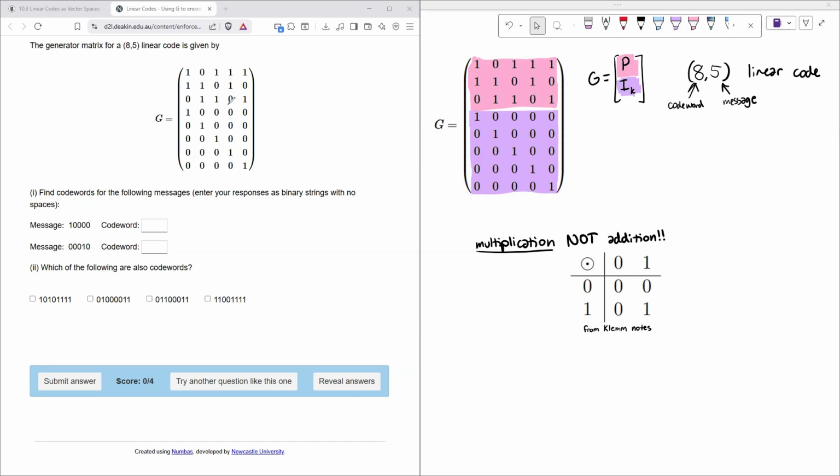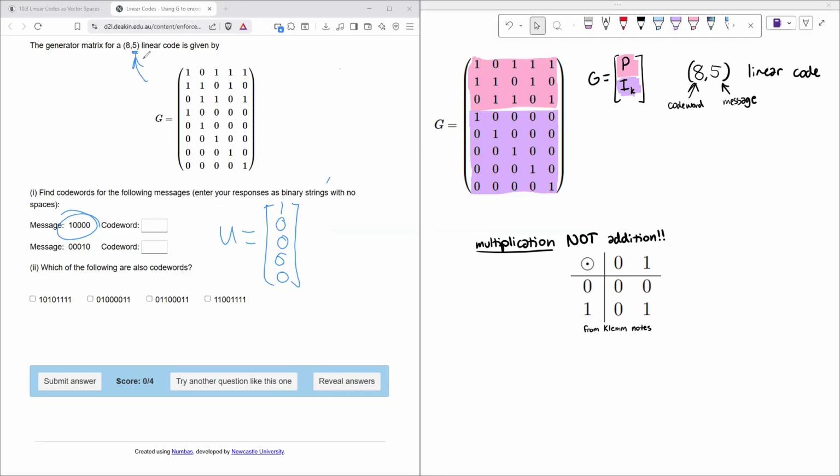So once you have your generator matrix, you can encode a message by multiplying it with a message vector. So this message here will become the message vector u equals 1, 0, 0, 0, 0. That's a 0, by the way. And you just multiply these together to produce the code word. So this message vector will have the same length as the number of columns in the generator matrix, which in this case will be 5. And it's also given here in the question.